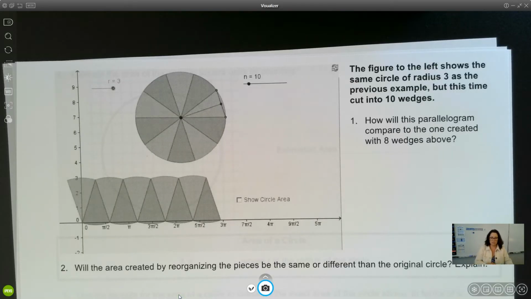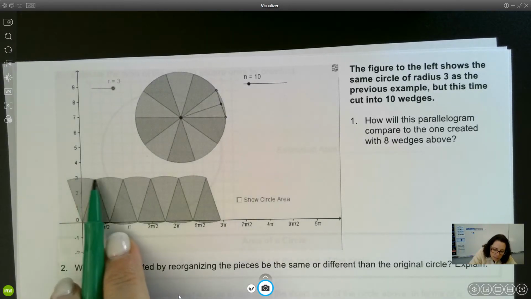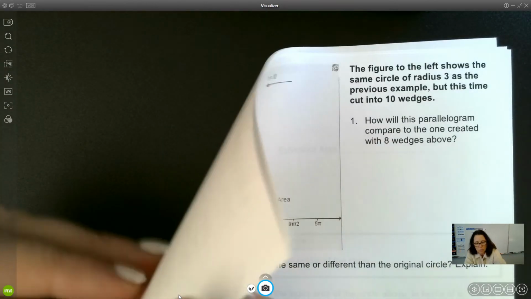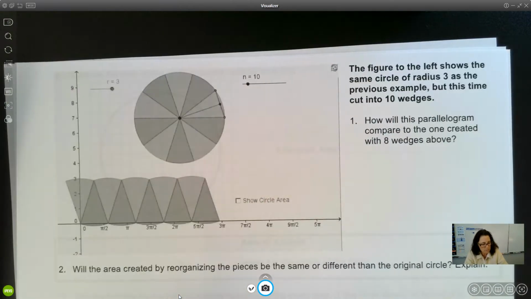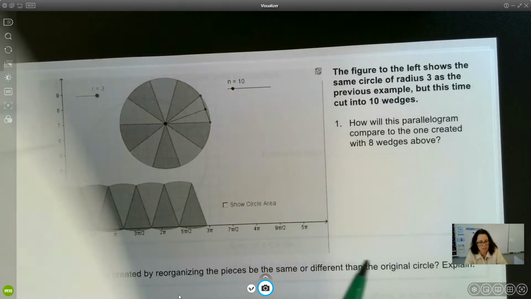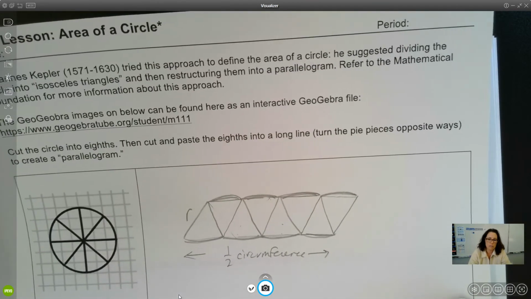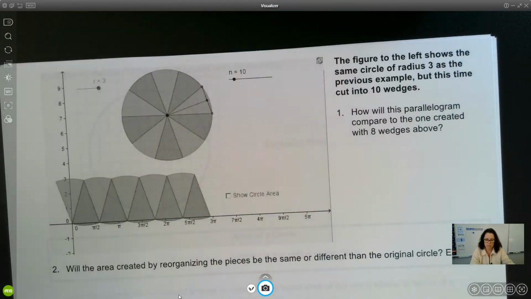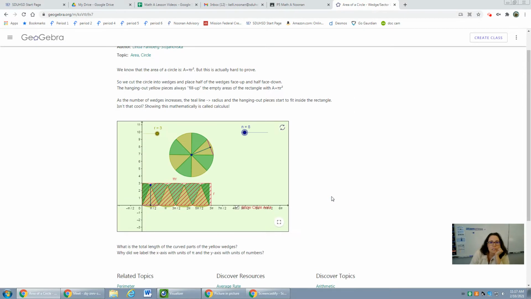Take a look at these side lengths here and go back to this one here. Where is it? Sorry. Okay, so that has 8. Oh, and that one has 10. We haven't looked at 10. Sorry, guys. There's 8.